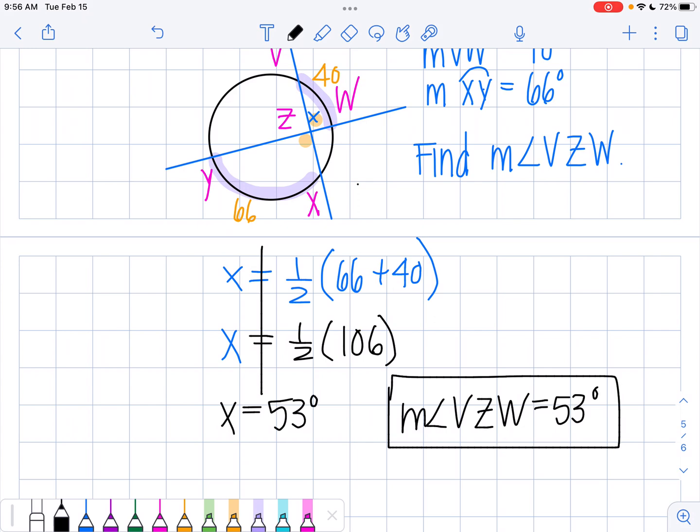Okay, let me know if you have any questions. Just make sure that you remember which formula you're using based on where your angle is. Is it inside the circle? If so, you're going to use the sum of the vertical arcs. If it's outside the circle, then you're going to use 1/2 times the far away arc minus the close arc.